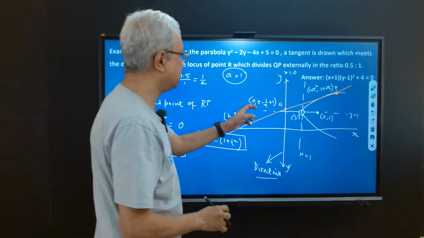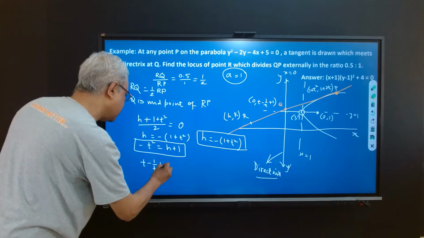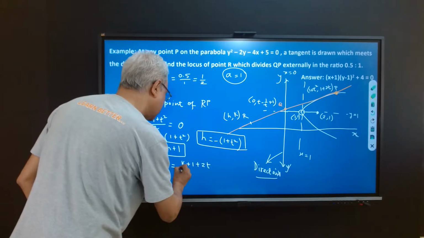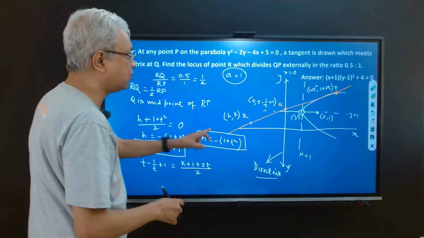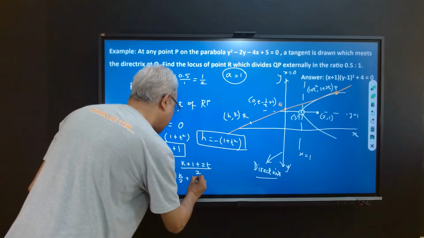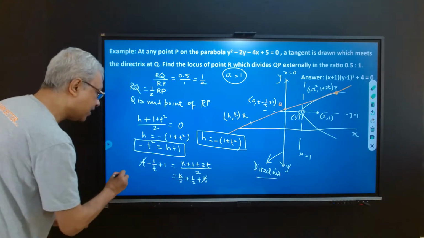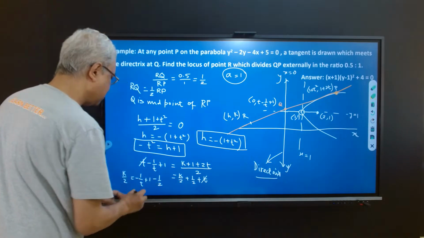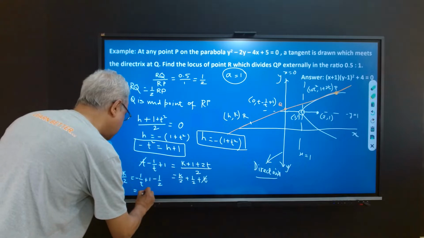Another is, what is the y-coordinate? (t − 1)/(t + 1) is equal to (k + 1 + 2t)/2. There is no doubt, because it is (y1 + y2)/2. So (k + 1 + 2t)/2 is equal to (t − 1)/(t + 1). So it is k/2 + 1/2 + t. So the t's cancel. So k/2 is equal to −1/(t + 1) − 1/2. Is the calculation okay? So k/2 is equal to −1/t + 1 − 1/2.